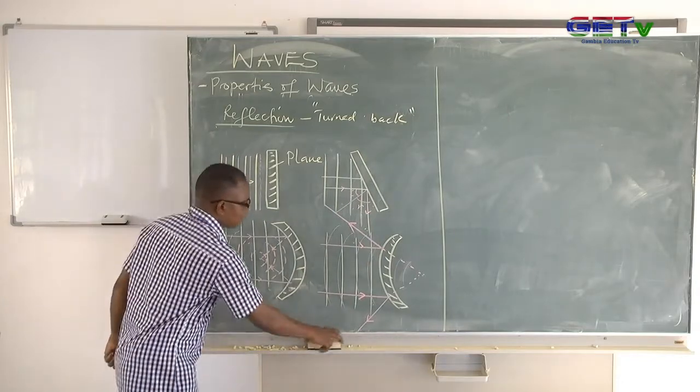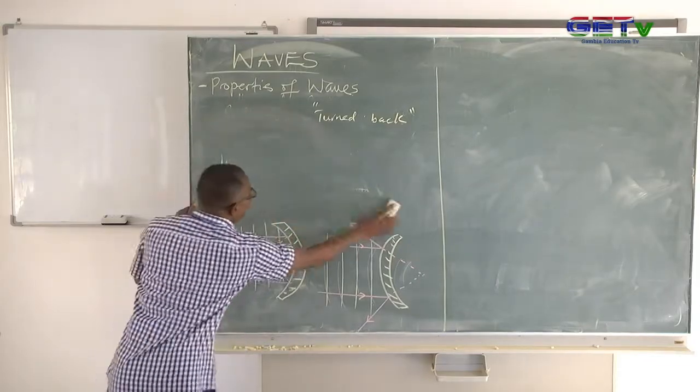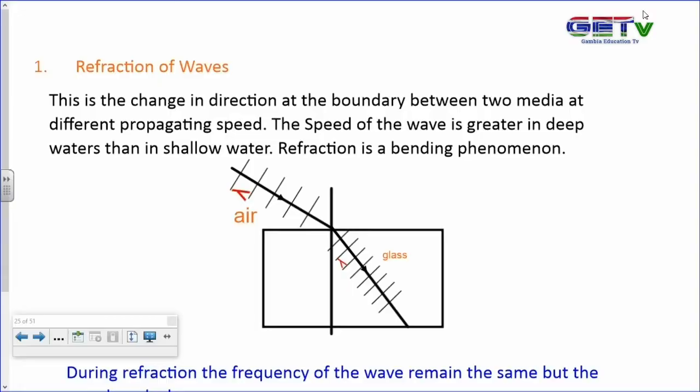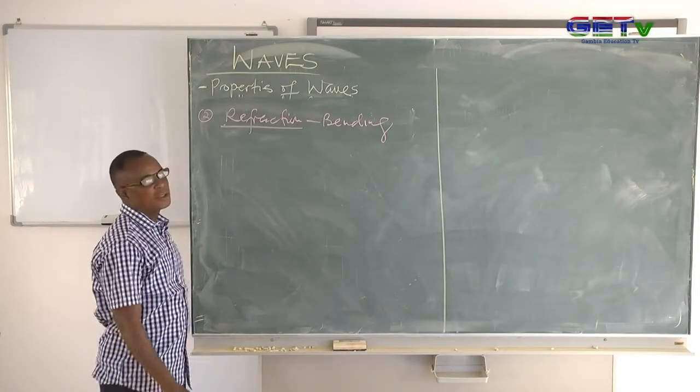What about the second? Let me just clean here, so we go to the second property, which is refraction. Now, refraction is a bending phenomenon. When you say you refract, you bend. One second property of waves is that they also refract. So property number 2 is refraction. Refraction of wave is a bending phenomenon. I said it's the change in the direction at the boundary between two media of different propagation speed.